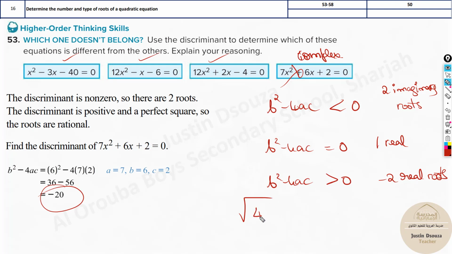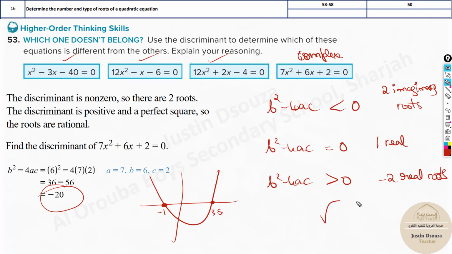So if it's a perfect number like 4, or 16, square root of 16 is plus or minus 4. Or say we got 169, the square root of 169 is 13. These are all perfect squares. So when such numbers come, you will have roots which are rational. The answers of these solutions will be rational, in the sense that it can be -1 or 3.5 or something like that, which can be written as a fraction.